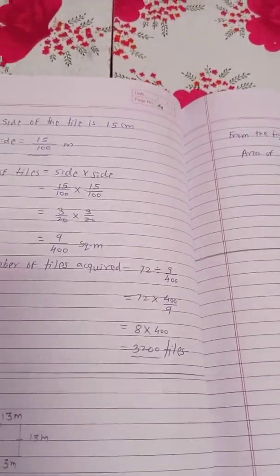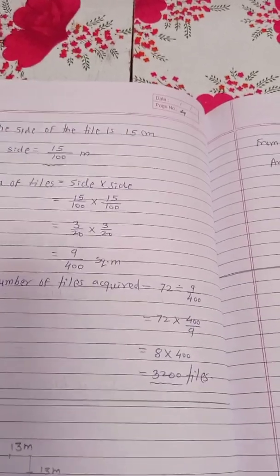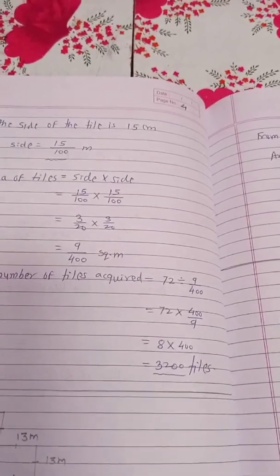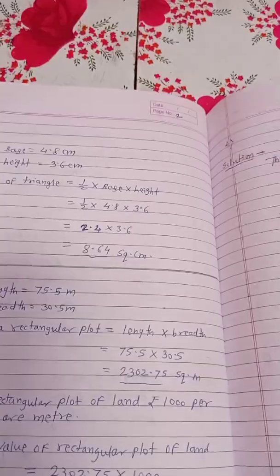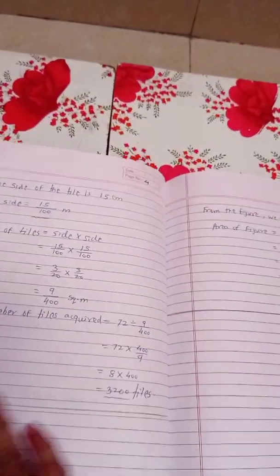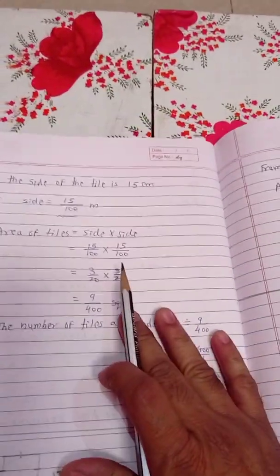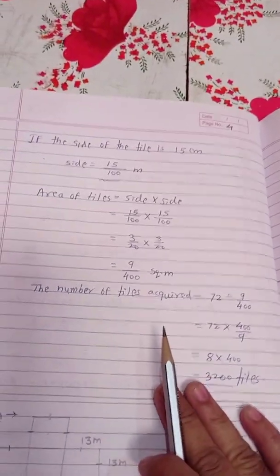See, in this question, two cases are there. If you take the tile side as 30 centimeter, then the tiles required will be 800 tiles. If you reduce the side to 15 centimeter, you require 3200 tiles. This way you have to solve the fourth question. Okay, now we'll come to our fifth question.